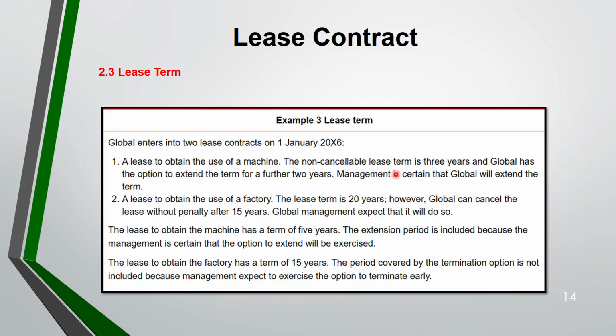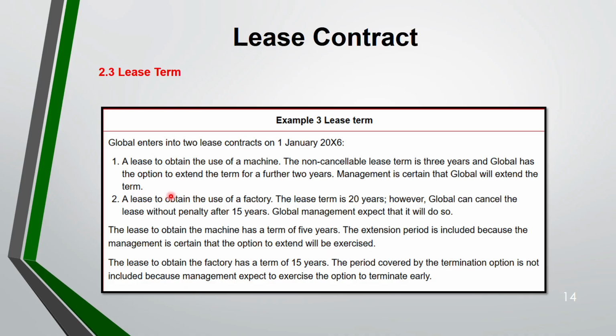In this case, management is certain that Global will extend the term. Because they will extend the term, with 3 you have to take the 2 years extension also. So your lease of the machine would be 5 years. Okay, that extension is included because management is certain they will exercise the option.